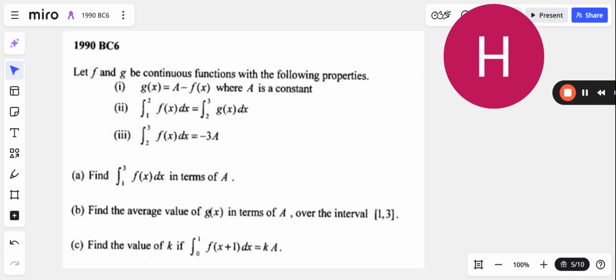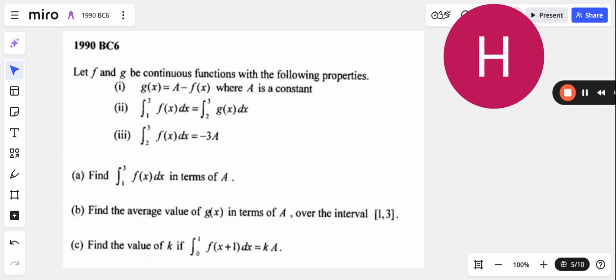This is math from the void. Math coming at you pretty much out of nowhere. And today we have a problem from the 1990 BC exam. Yeah, I know, it's a while back.